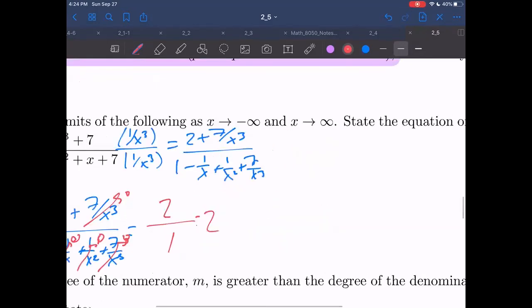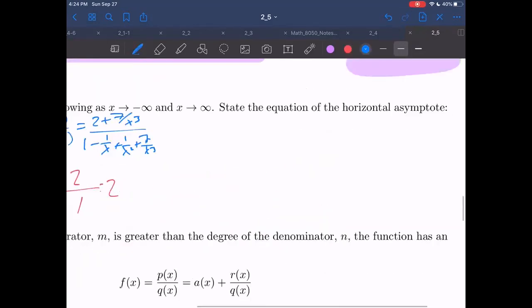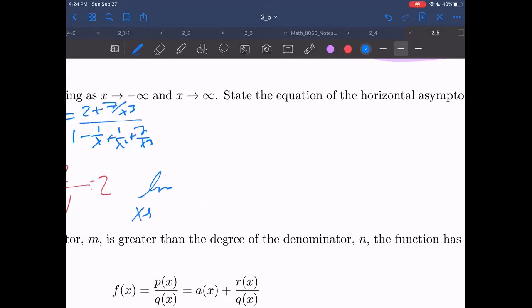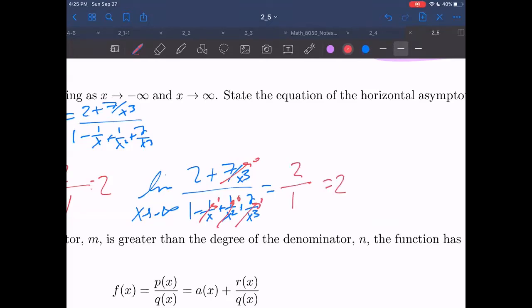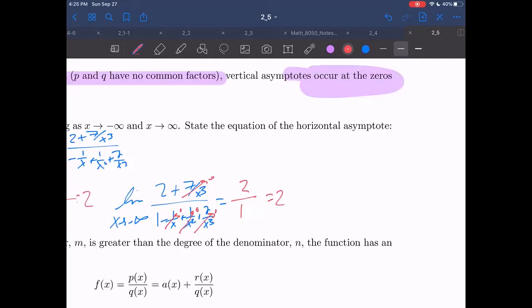Likewise, we can do the limit as x approaches negative infinity of 2 plus 7 over x cubed over 1 minus 1 over x plus 1 over x squared plus 7 over x cubed. Again, these same things will all go to 0, and we get 2 over 1, which is just 2. So our horizontal asymptote will be y equals 2.